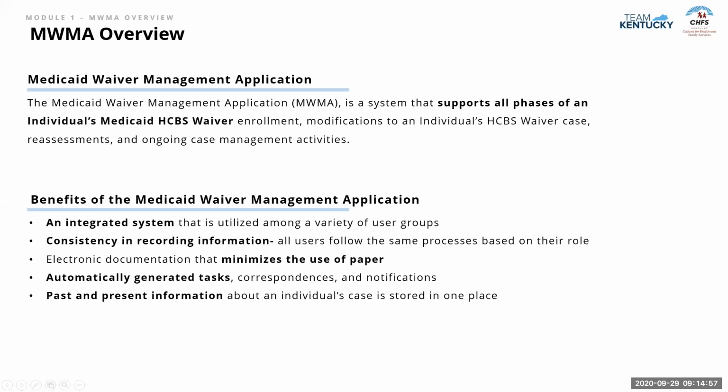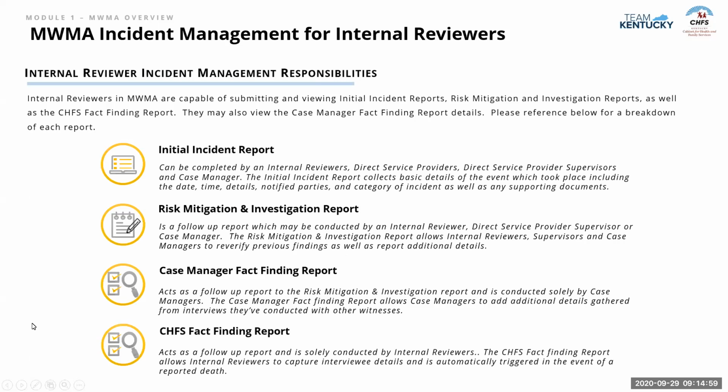So we just wanted to hit on that before we jump to our next slide, which is going over incident management functionality in your role. What we're going to touch on right now is internal reviewer incident management responsibilities. There are 4 specific reports that pertain to incident management in MWMA, as you can see listed out on your screen. The first one is the initial incident report. Second is the risk mitigation investigation report. Third is the case manager fact-finding report. And fourth is the CHFS fact-finding report. What I'm going to do right now is go over these at a very high level, and then we'll break each of them down into further detail.